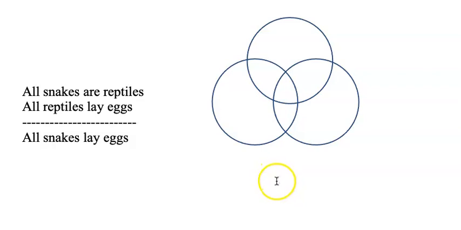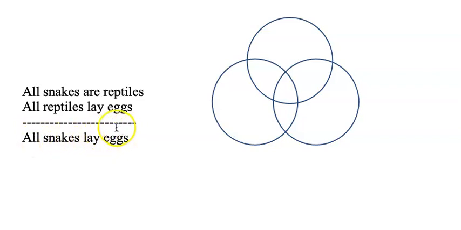Hi, I'm just going to explain this Venn diagram here and how these premises work together to form the conclusion. So let's look at our first premise here. All snakes are reptiles. Second premise, all reptiles lay eggs. Conclusion, all snakes lay eggs.